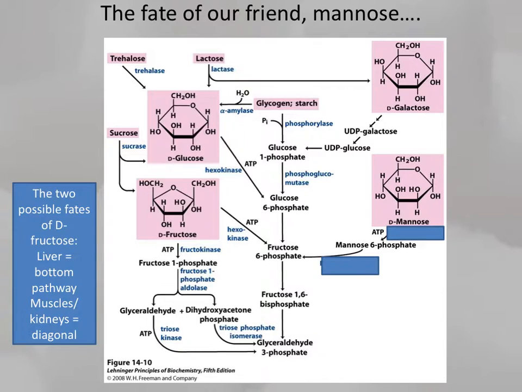What class of enzymes can do this? Kinase. So what kinase could it be? You could say mannose kinase. What else could it be? It's hexokinase. Remember, it's a promiscuous little booger. It does fructose, it does mannose, it does glucose. It gets around.